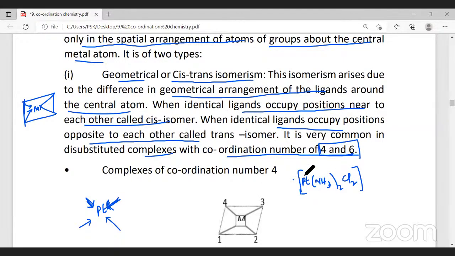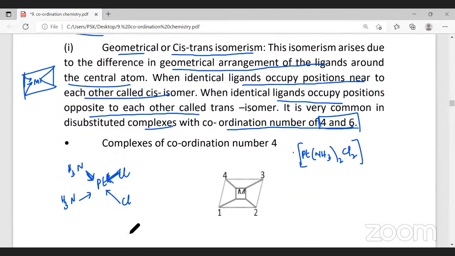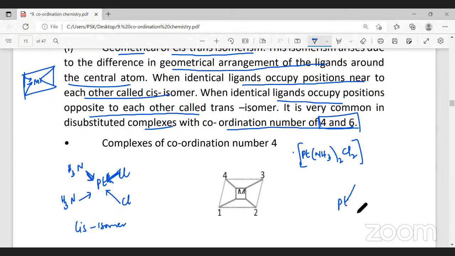Now, in case of this molecule, if I write ammonia here, here also ammonia, here chlorine and chlorine. You can see chlorine is close to each other, and ammonia is close to each other. Therefore, this isomer will be called cis isomer. All right. Now, if I write platinum here and 4 coordinate bonds like this, and here it's ammonia, here ammonia, here chlorine, and here chlorine. So ammonia is far away from each other, and chlorine is far away from each other.